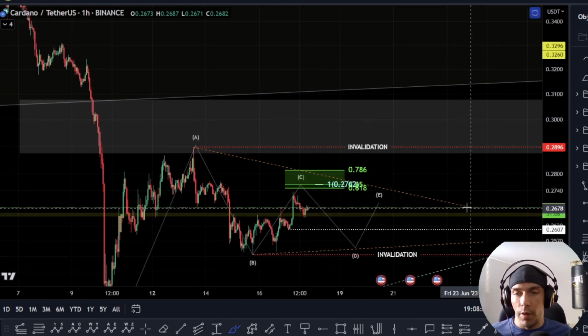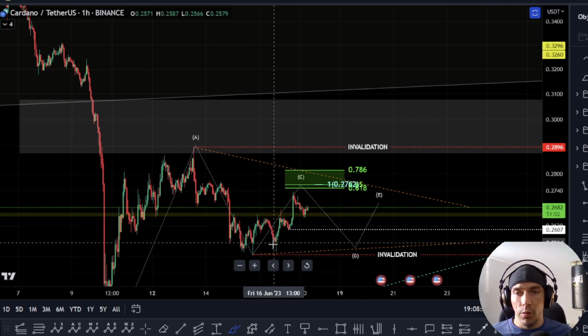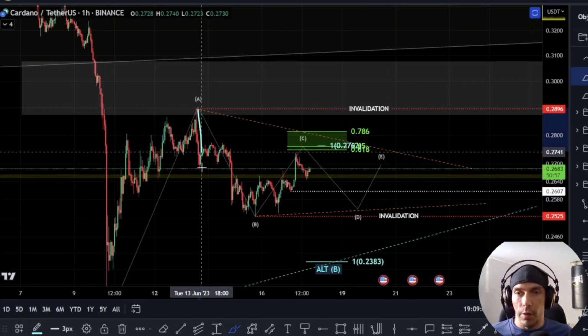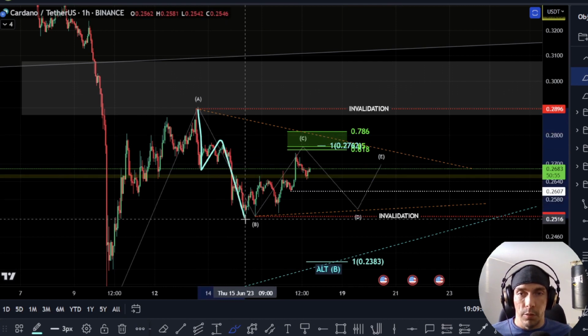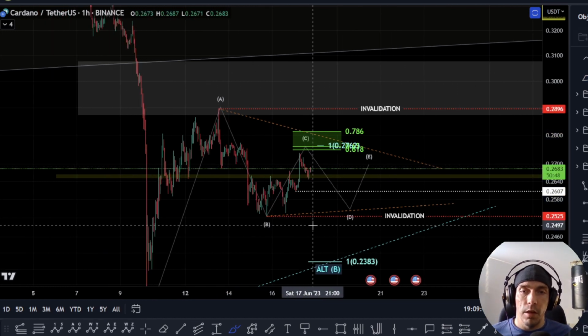We could argue that if we want to count this move as A, B, and C, this could actually be our B wave area here. Now, if we want to say that rather what we have here is this is 1, 2, this becomes 3, we have 4 and 5 here. This could mean that actually this is a wave here. So we're going to have to keep an eye on this.